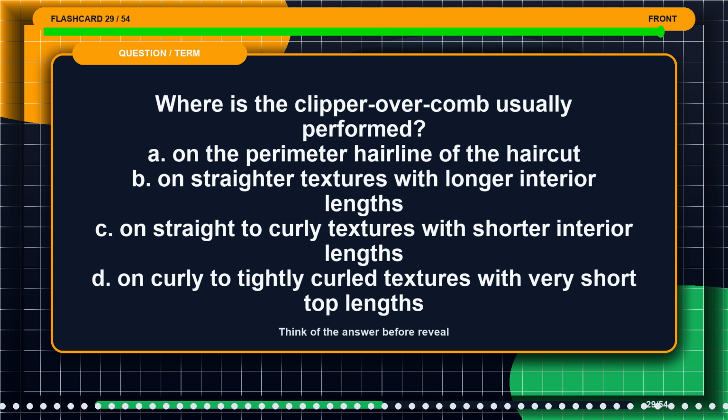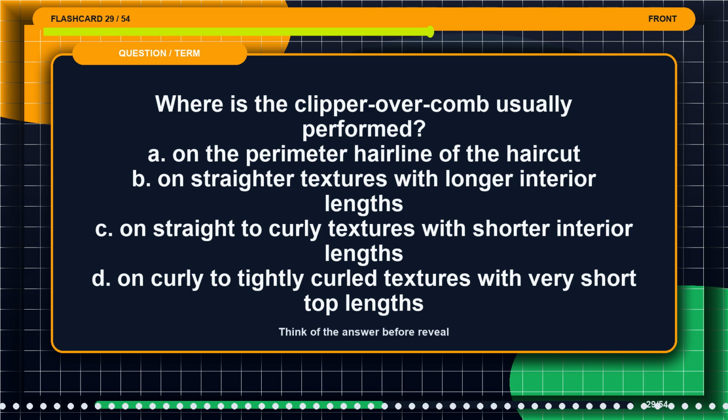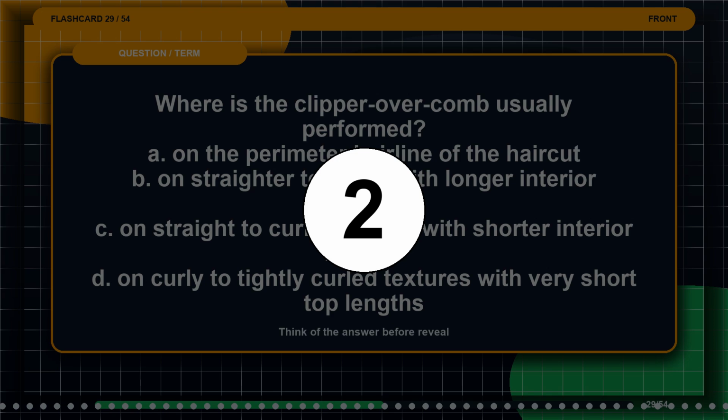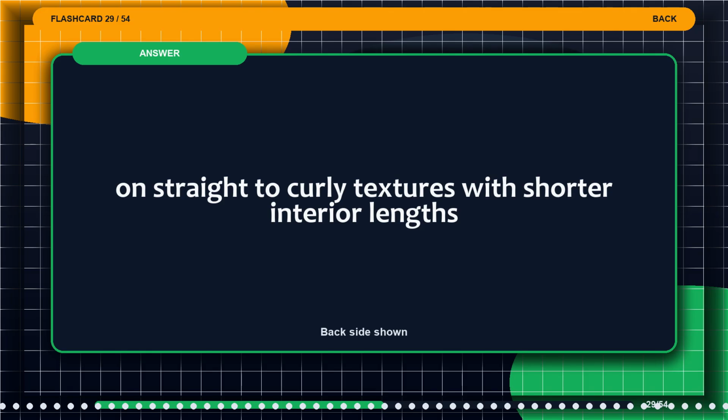Flashcard 29. Where is the clipper overcomb usually performed? A, on the perimeter hairline of the haircut; B, on straighter textures with longer interior lengths; C, on straight to curly textures with shorter interior lengths; D, on curly to tightly curled textures with very short top lengths. Pause and think of the answer before the reveal. The answer is on straight to curly textures with shorter interior lengths.